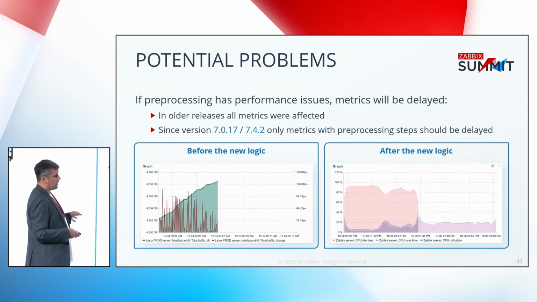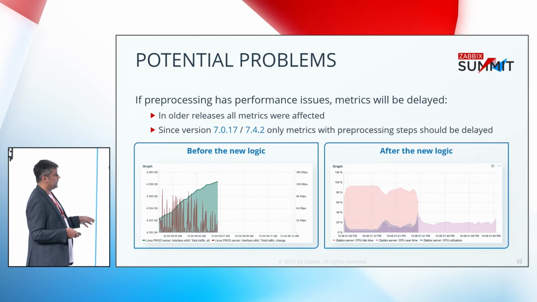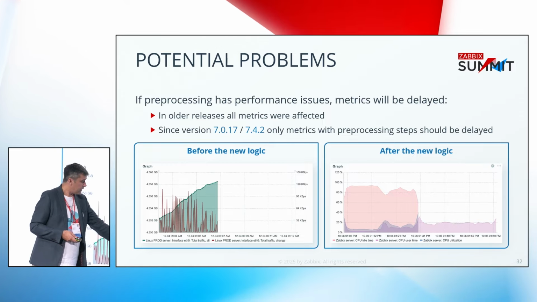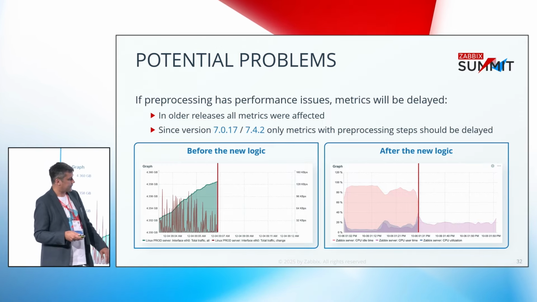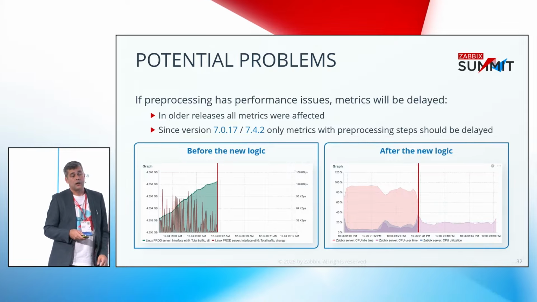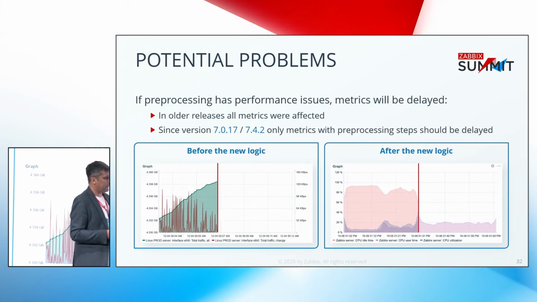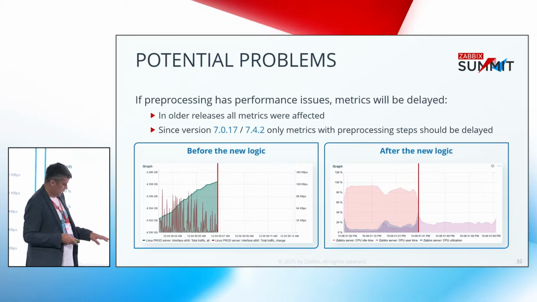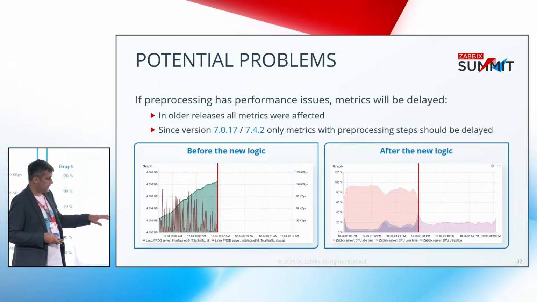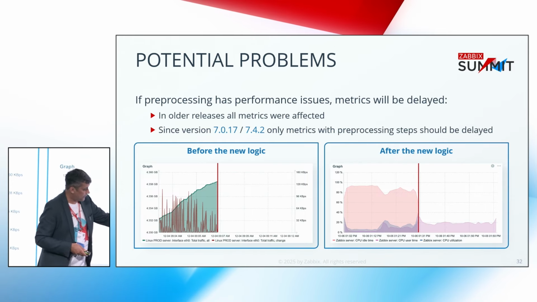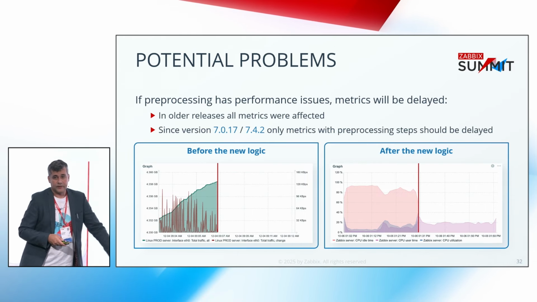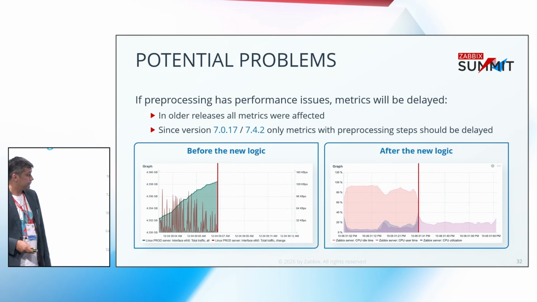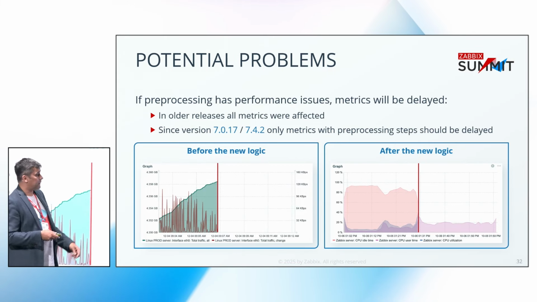If you have problems with preprocessing before 7.0.17, all the metrics are delayed here. With the new logic from this September, if you have problems with preprocessing, of course metrics with preprocessing are delayed, right? But this one, CPU load, still bypasses, and you have the most current readings. So it is better.